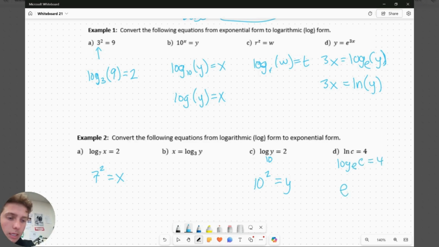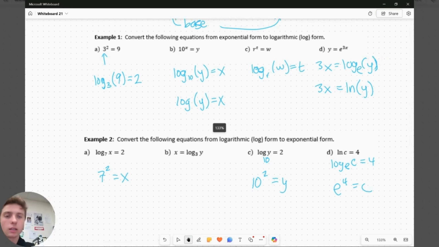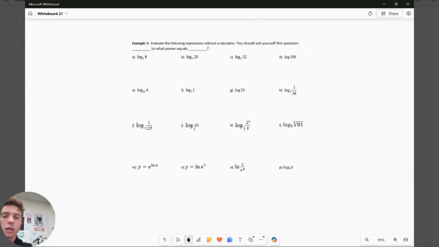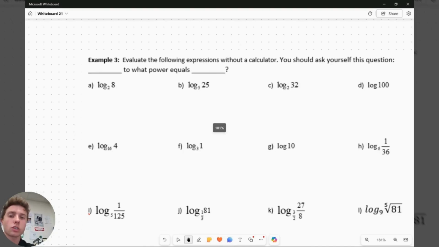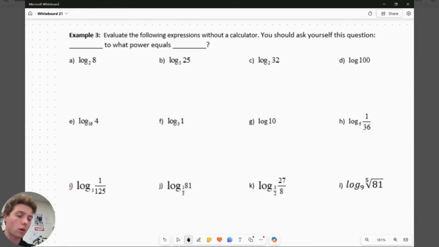So that means I would have e to the fourth equals c, and so on. Okay, that is logs and just changing forms. The reason you might need to utilize this at times is when you're solving different logs, or maybe you are evaluating, you're just trying to simplify them.